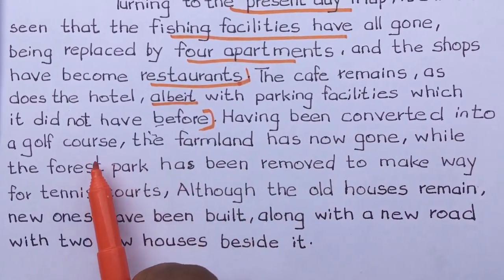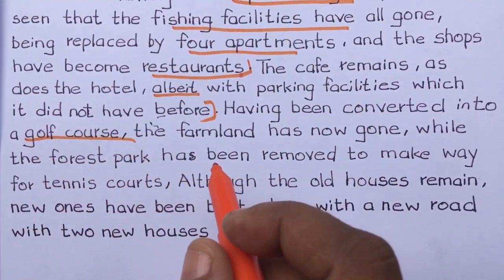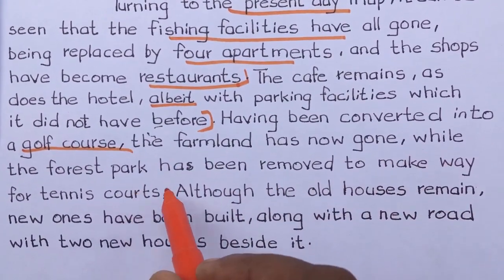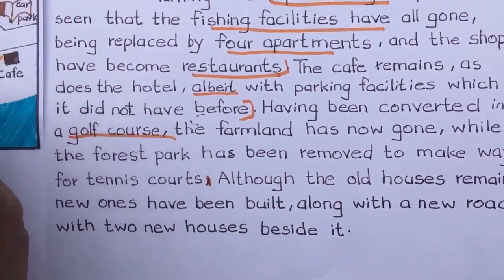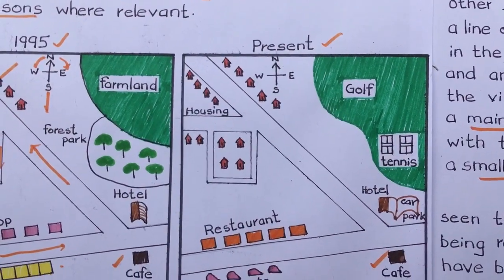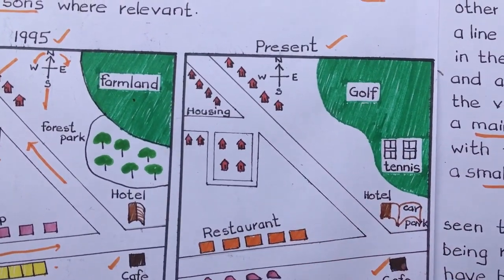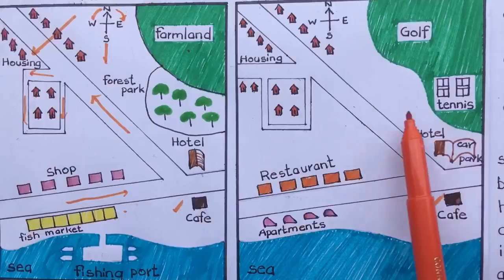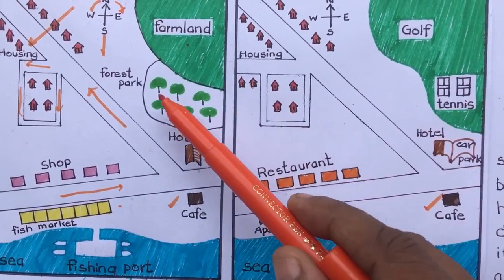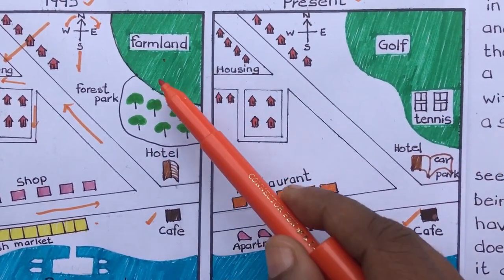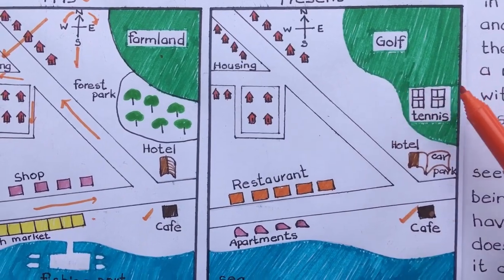Having been converted into a golf course, the farmland has now gone. Okay, so what happened, earlier it was farmland and it is changed into a golf course, while the forest park has been removed to make way for a tennis court. Let's move to this part of the paragraph first. So what's happening here? The golf course, the farmland, here what was there? The farmland was replaced with the golf course and along with some place for tennis courts. You can say in simple words, the forest park is changed to a tennis court. Okay, both are merged into a single place, because earlier it was separate and now it is merged into a single place. You can write it anyway, but the idea should be clear and concise.